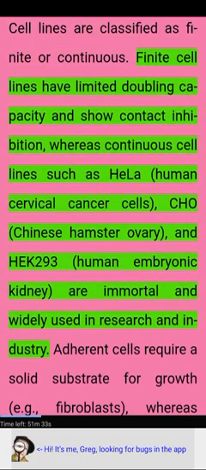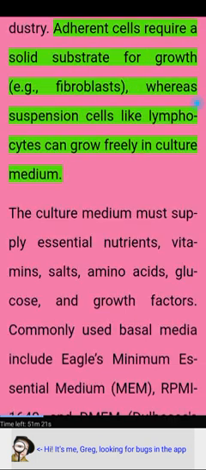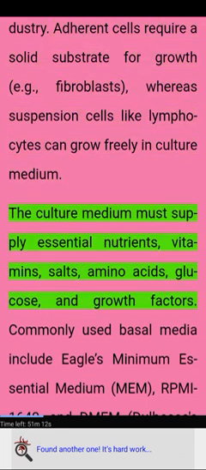Cell lines are classified as finite or continuous. Finite cell lines have limited doubling capacity and show contact inhibition, whereas continuous cell lines such as HeLa, human cervical cancer cells, CHO, Chinese hamster ovary, and HEK293, human embryonic kidney, are immortal and widely used in research and industry. Adherent cells require a solid substrate for growth, e.g., fibroblasts, whereas suspension cells like lymphocytes can grow freely in culture medium.